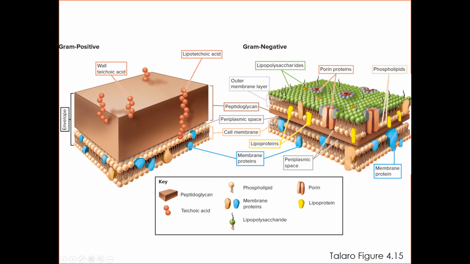So the whole thing is an envelope. The gram-positive cells have a cell wall composed of peptidoglycan. The gram-negative cells have instead only thin peptidoglycan and an outer membrane. And then they each have things attached.